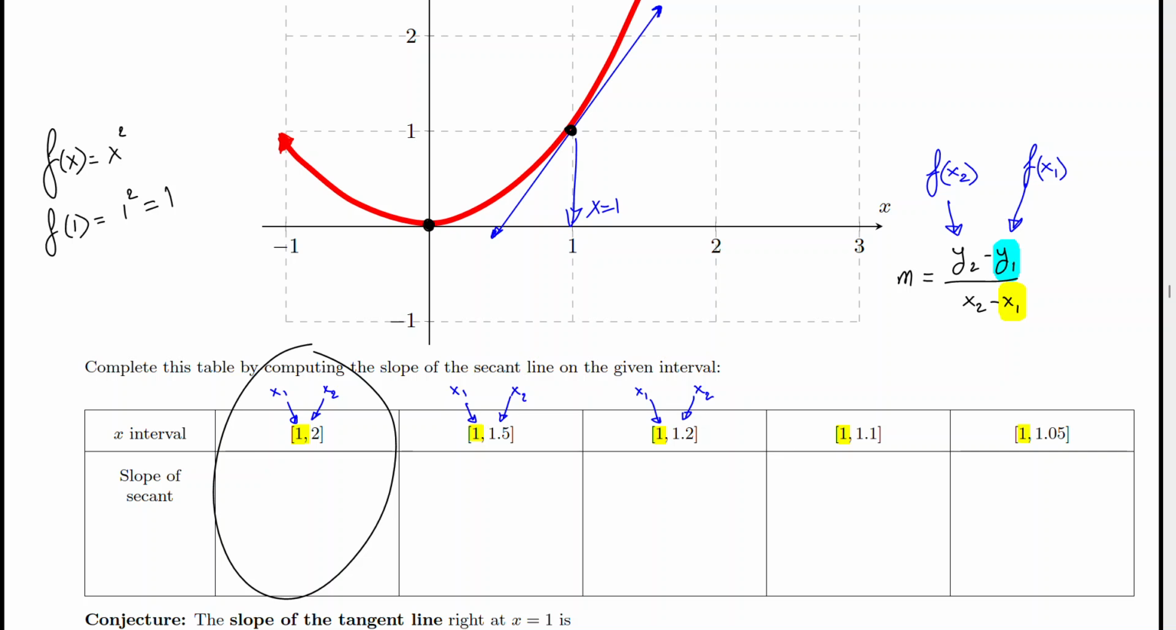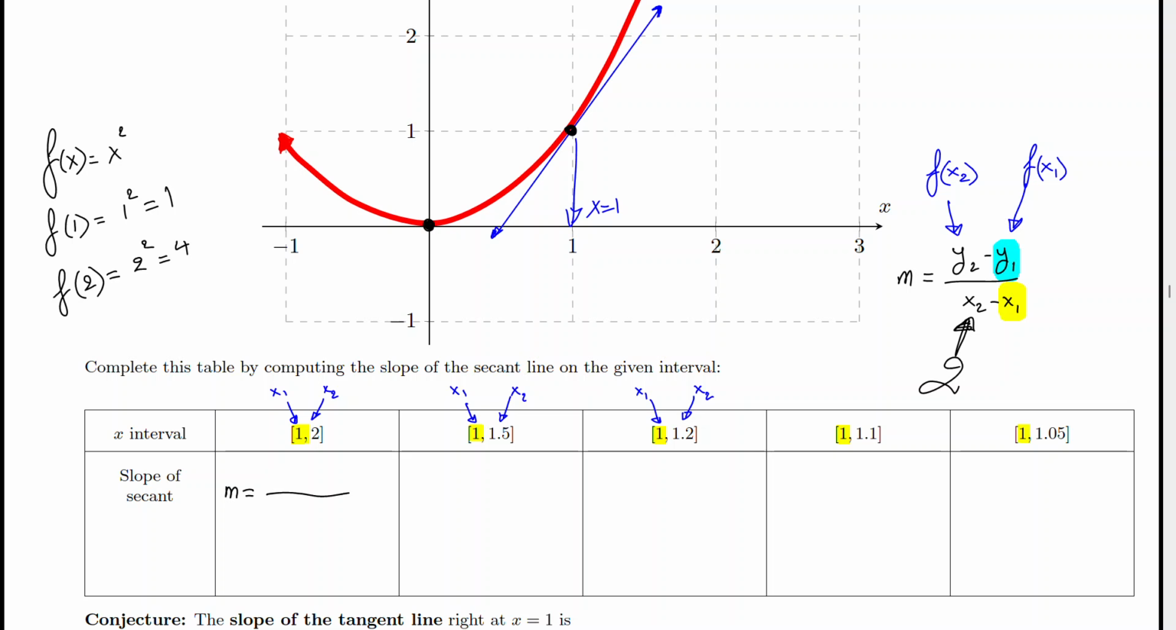So for example, in the first column, x2 is supposed to be 2. So this number here will be 2. And the y2, how do we get it? We plug 2 into the function. So if I plug 2 into the function, I'm going to end up with 2 squared, which is going to be 4. So for my first estimate, the slope of the secant line that passes through the points where x equals 1 and x equals 2 is going to be like this. So first put the y2, then the y1, divide them by the x2, which is 2 in this case, and finally the x1.